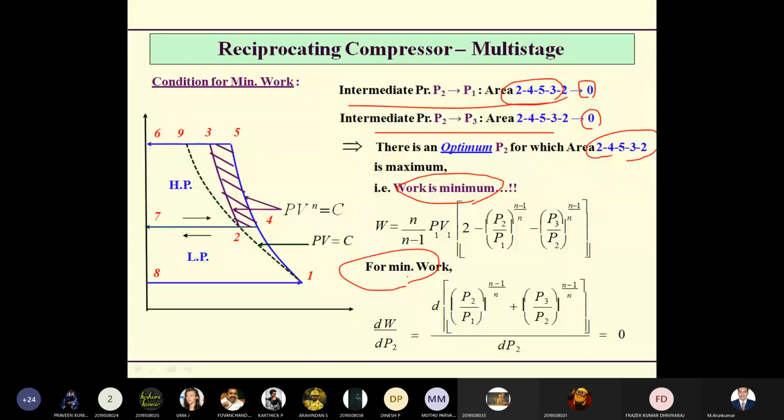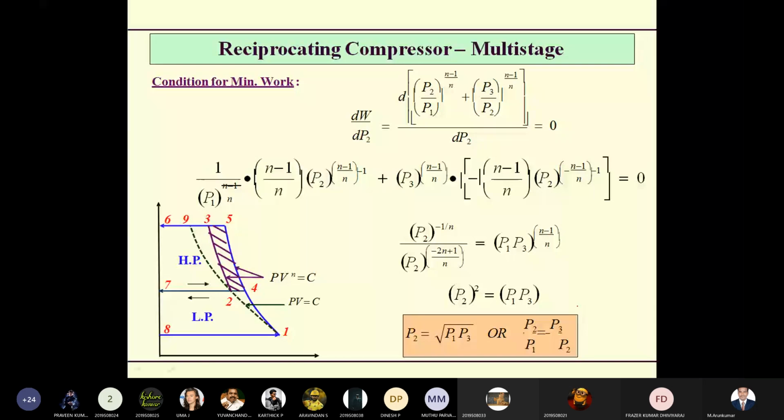Same equation, right? So for minimum work we have to differentiate this with P2, the second stage pressure. Just use the differential equation and differentiate this equation with respect to P2. If you differentiate, finally we can have this equation. Then we can neglect the terms that we want.